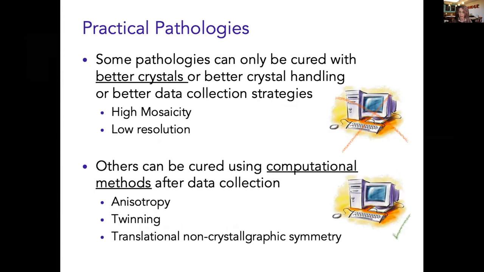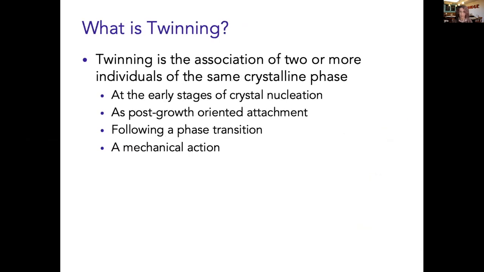But anisotropy, twinning, and translational non-crystallographic symmetry are pathologies that you can solve in the computer. There's lots of tools to help you with that now. It's becoming more and more automated. We are working on making it even more automated. But at the moment, you still need to understand a little bit about what's going on in order to make optimal use of these tools.